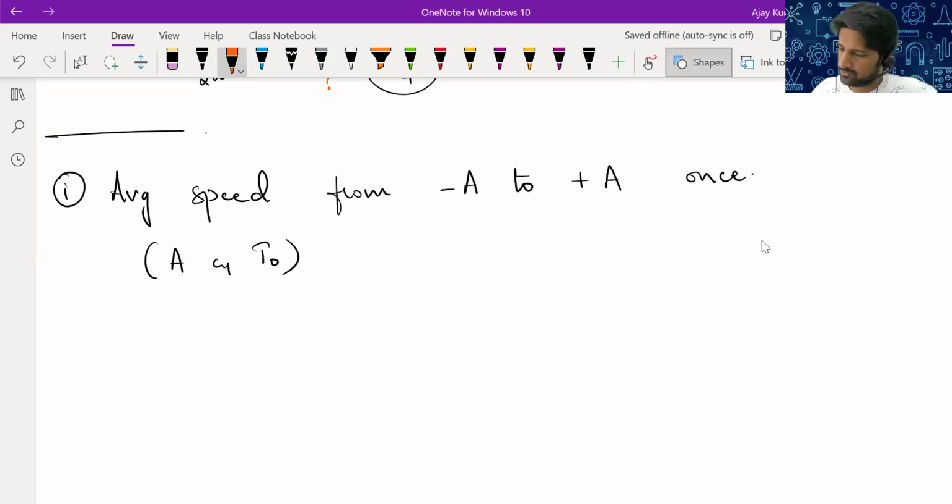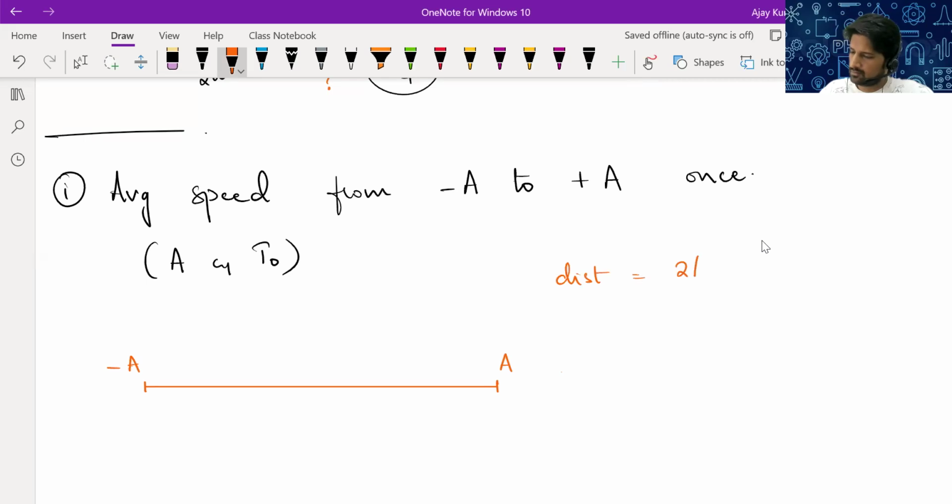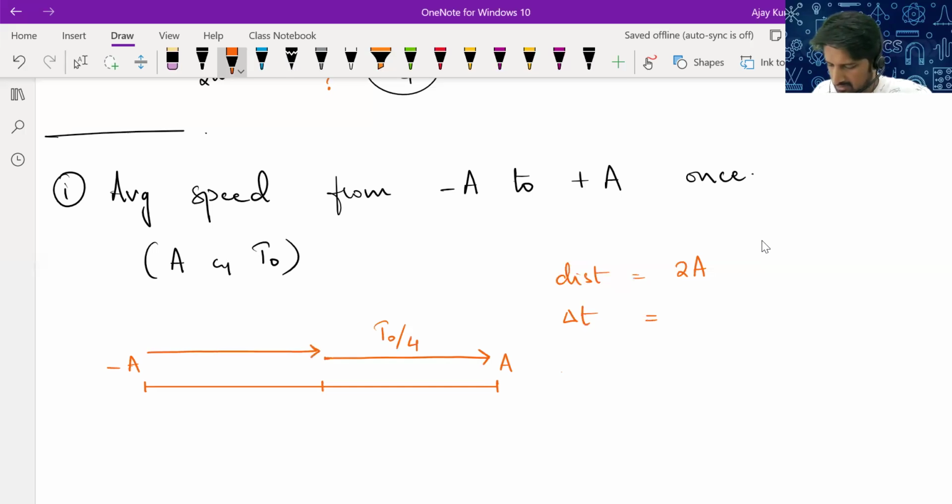Now imagine the object going from minus a to plus a. We want the average speed, which is total distance divided by total time, in terms of time period. When it goes from minus a to plus a, the distance covered is 2 times the amplitude. And the time taken, we have already discussed that from 0 to a, it touches all possible speeds. So this is exactly one fourth of the oscillation. Then this part also will be one fourth of the oscillation, T naught by 4, T naught by 4.